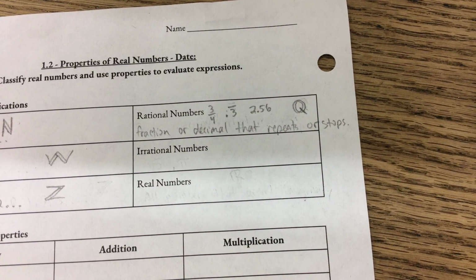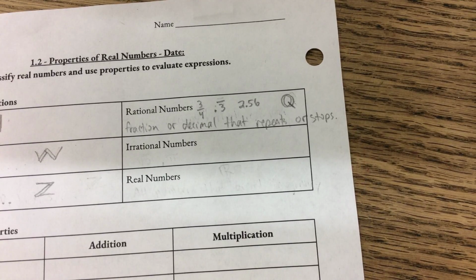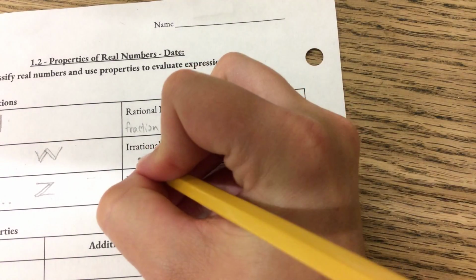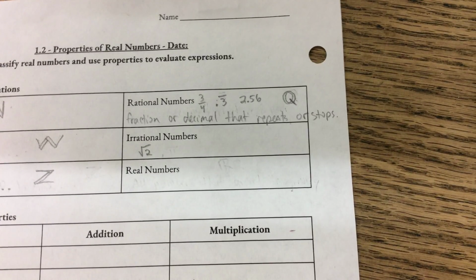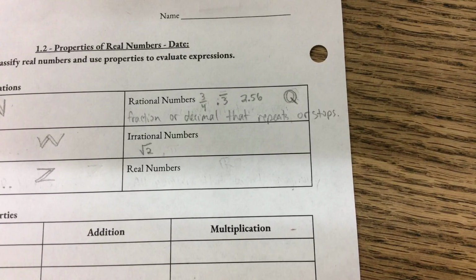Okay, next we have irrational numbers. Irrational numbers would be anything that can't be expressed as a fraction. So like the square root of 2, if you type that into the calculator, that's going to give you a decimal that goes on forever and never stops. Pi would be another example of that. And irrational numbers sadly don't get a symbol.